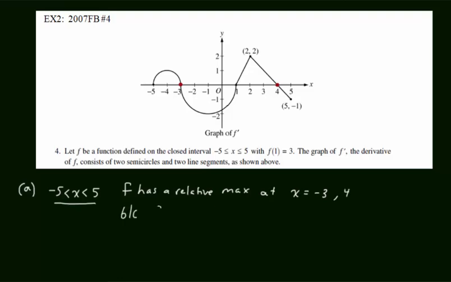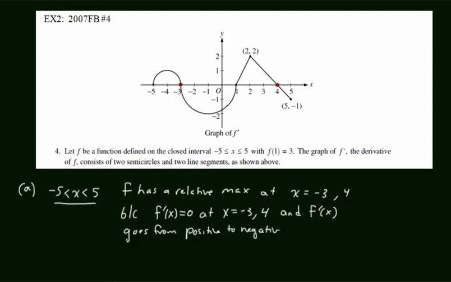So at x equals -3 and also x equals 4, because we're going to say that f prime of x equals 0 at x equals -3 and 4, and f prime of x goes from positive to negative at these x values.